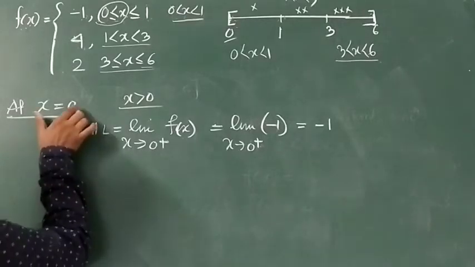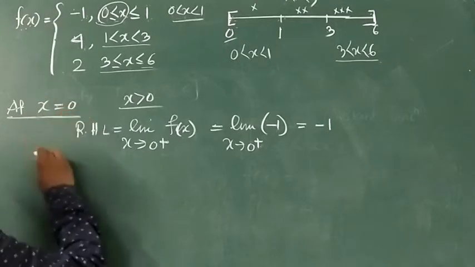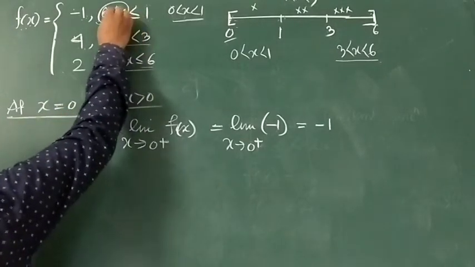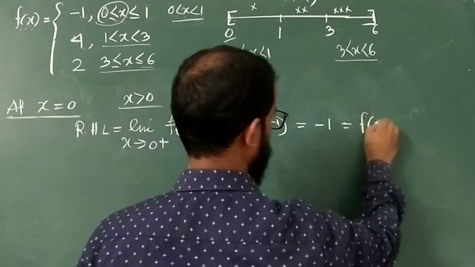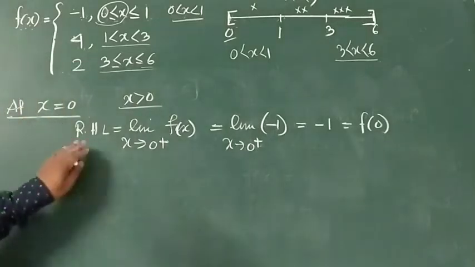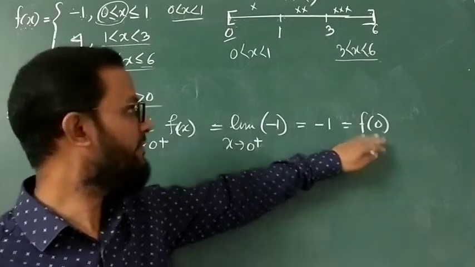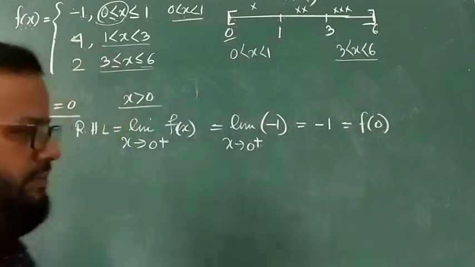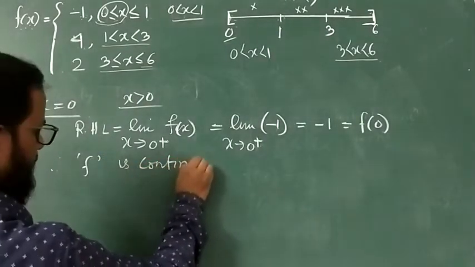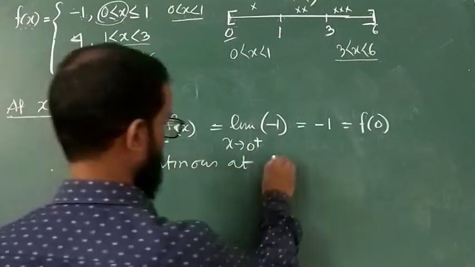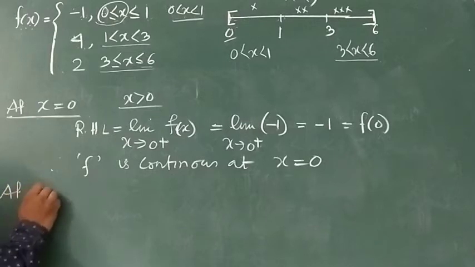Now you are checking the continuity at x equal to 0. So at x equal to 0, what is the functional value? Means what is f(0)? When x equal to 0, you see the conditions, when x equal to 0, you write f(0) here. f(0) equal to what? Minus 1. So you can write it is f(0). Okay, so left hand limit, right hand limit is equal to what? f(0). So this is the condition that a function is continuous at the left end point of the closed interval. So you can conclude that f is continuous at x equal to 0.